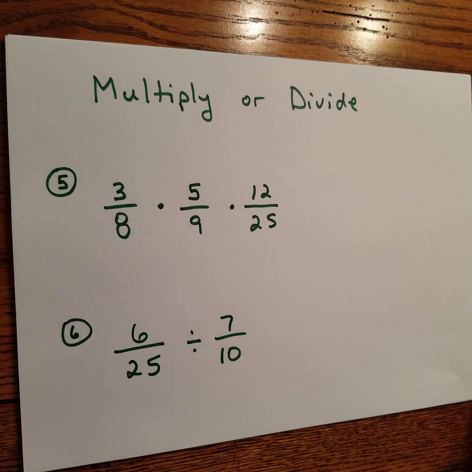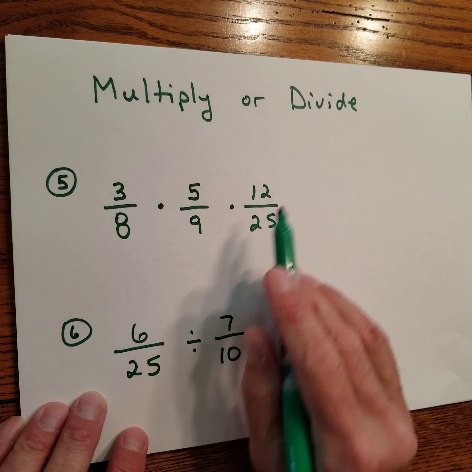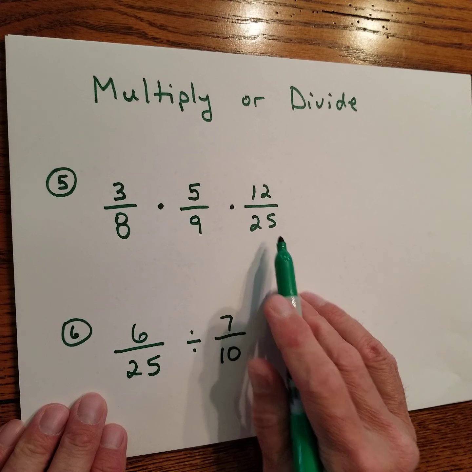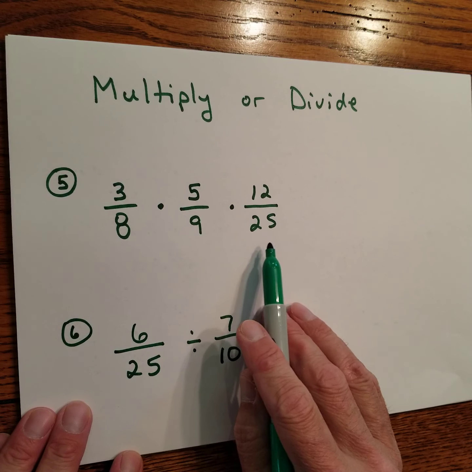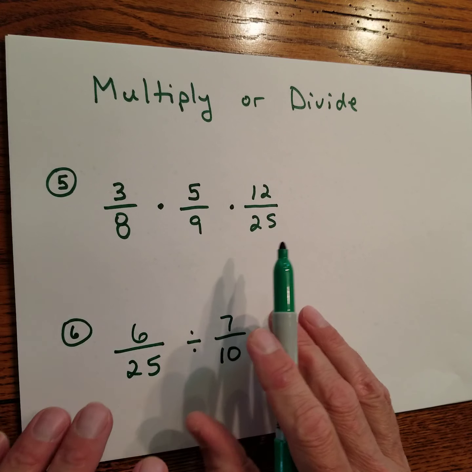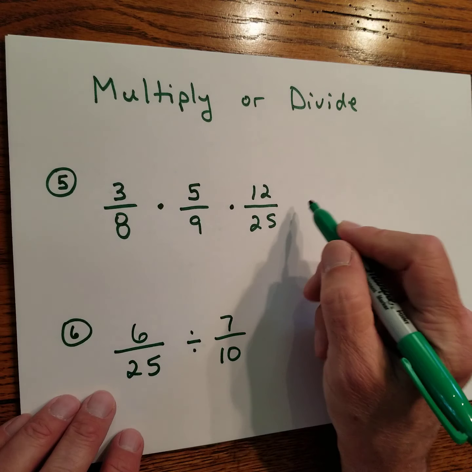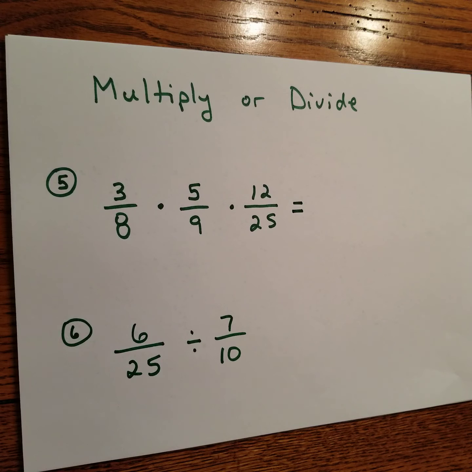In number 5, our job is to multiply. We're going to multiply the numerators, multiply the denominators, and reduce. But we're allowed to reduce first, and that's important because if we tried to multiply the denominators together, 8 times 9 is 72 times 25, oh my, that gets very large. We can keep our numbers more manageable by reducing first.